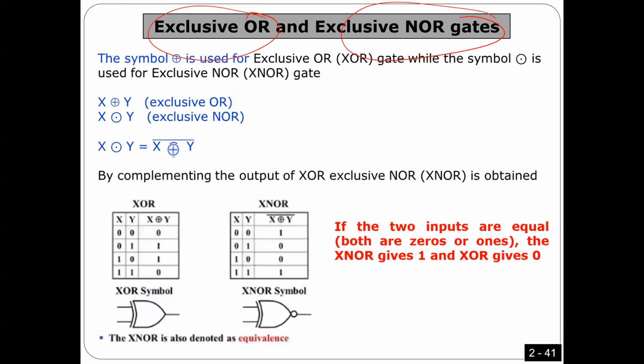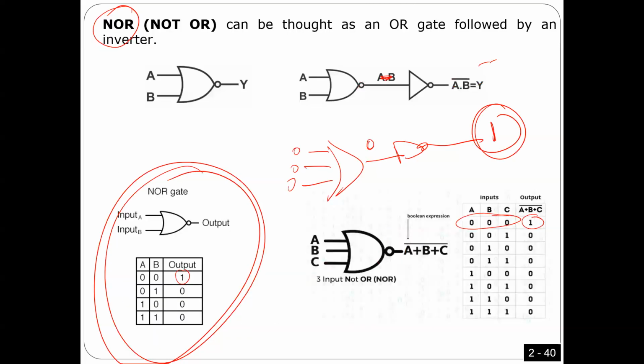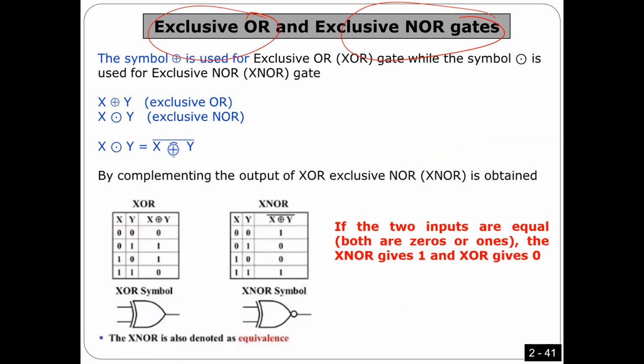Good. Now I want to move to the other 2 gates. One is called exclusive OR, and the other one is called exclusive NOR. So let's see the symbol and how it works. Again, these 2 come from the basic operations I explained to you, the basic gates, as you will see right now.